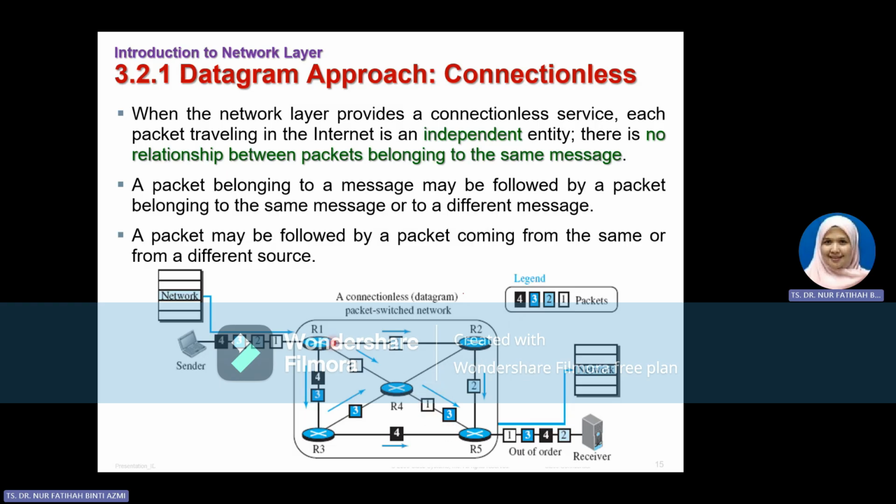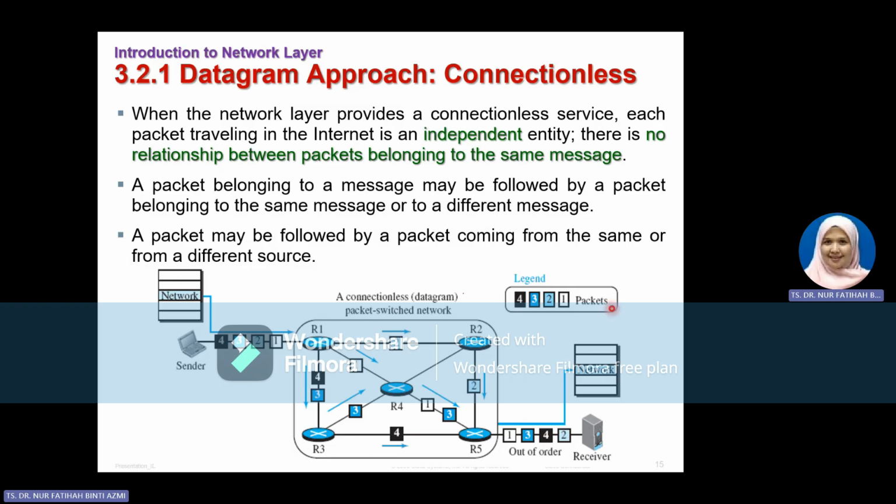For example, packet 1 goes through R1, R4, and then R5. For packet number 2, it goes through R1, R2, and R5. Packet 3 goes through R1, R3, R4, and R5. So each path is chosen based on the current routing decision. For example, it may consider the speed, congestion, and so on.